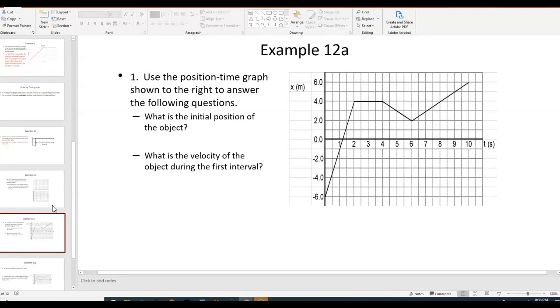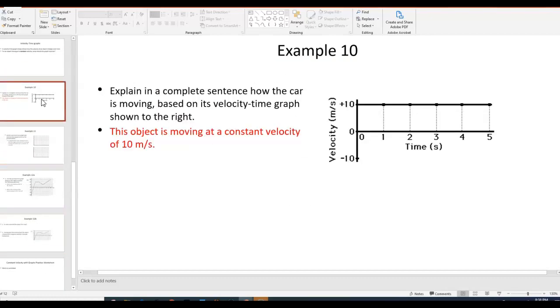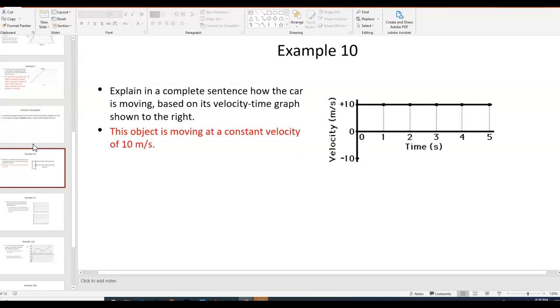And I'm actually going to skip example 11 for right now. And then I think that's all the examples that I want to do.